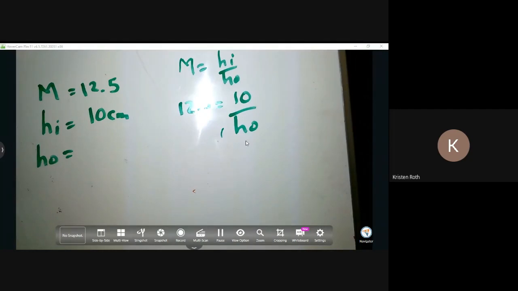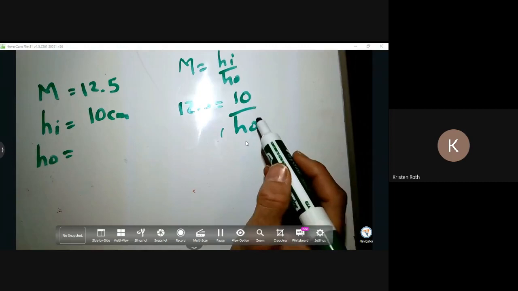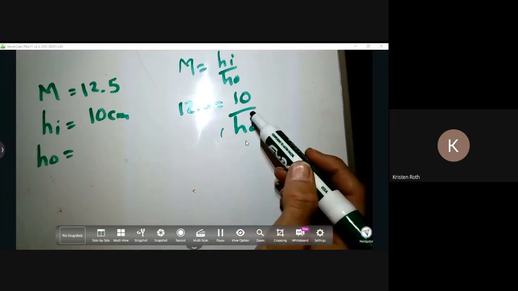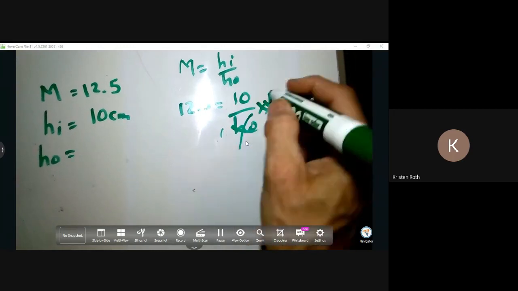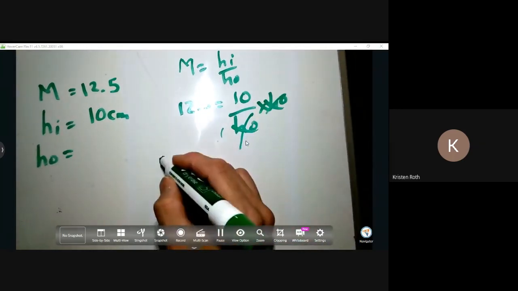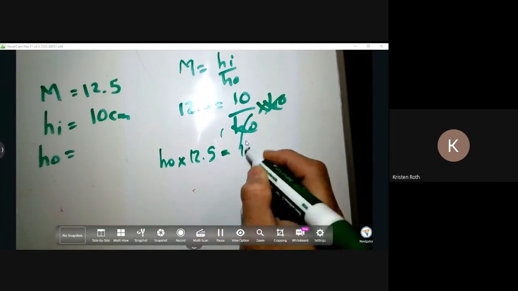it can be a two-stepper rearrange of the equation. So, it's on the bottom. So what we want to do is times it by ho to get rid of those both on that side. But what we do on one side, we have to do on the other. So then it ends up being ho times 12.5 equals 10.